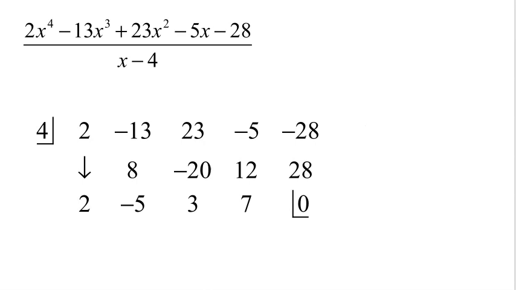So what we're left with is our quotient. 2, negative 5, 3, 7 represents the quotient. 7 is the constant term. 3 is the x term. Negative 5 is the x squared term. And 2 is the x cubed term. So our quotient will be 2x cubed minus 5x squared plus 3x plus 7. And that will conclude this lesson.